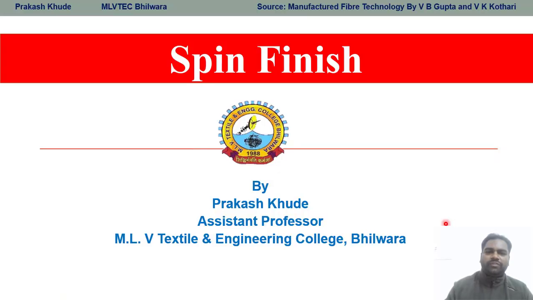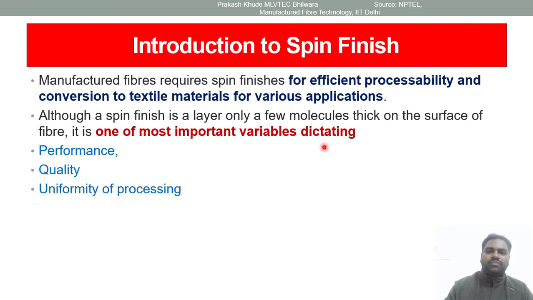In the last videos, we talked about the spinning of partially oriented yarn and fully oriented yarn. So today in this lecture, we'll talk about the spin finish, and what the main role of spin finish is in the processing of fiber. Manufactured fibers require the spin finish for efficient processability and their conversion into textile materials for various applications.